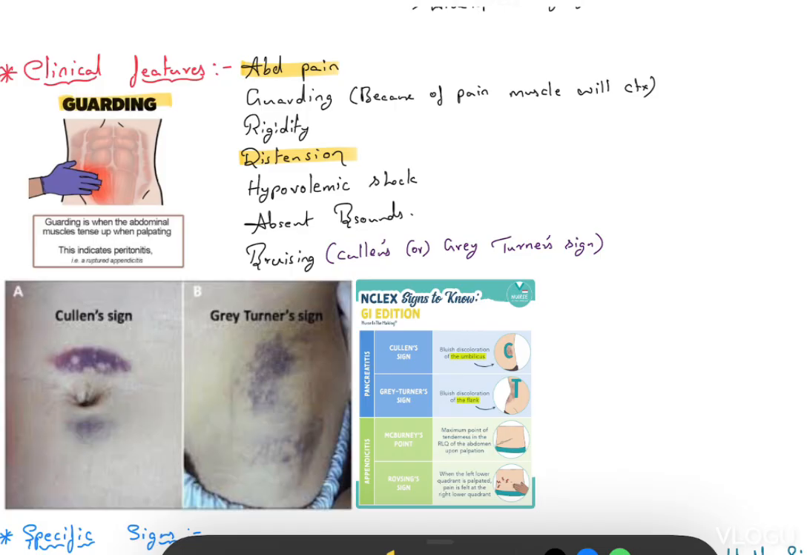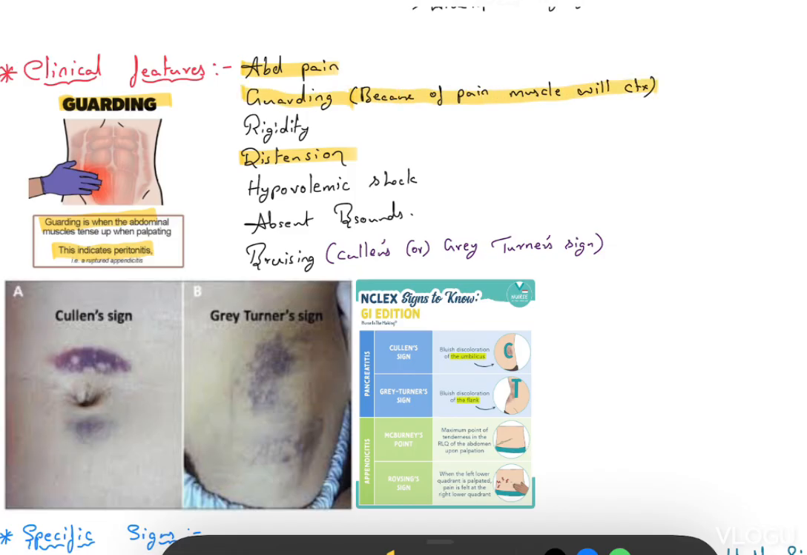Then you can see some guarding. Guarding means that whenever you palpate the abdomen, the abdominal wall muscle becomes stiff and rigid. That is what we call guarding. If the patient has guarding, it indicates peritonitis. Okay, so we can see some signs also.